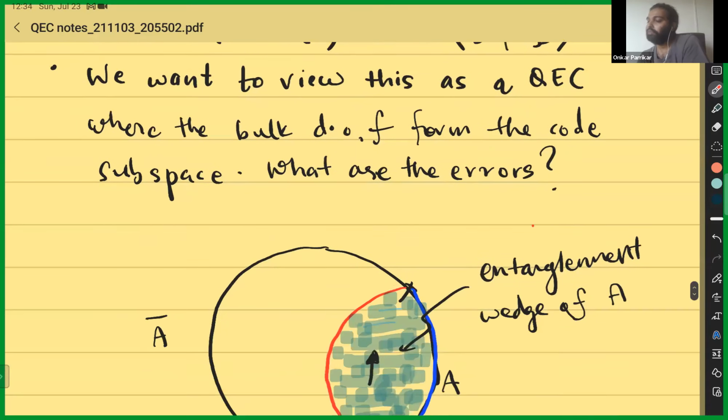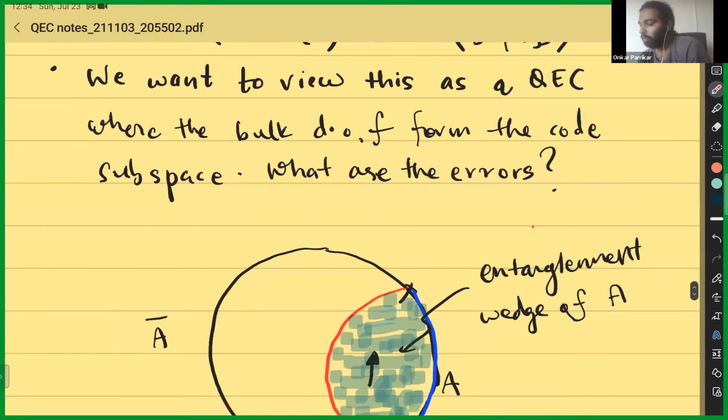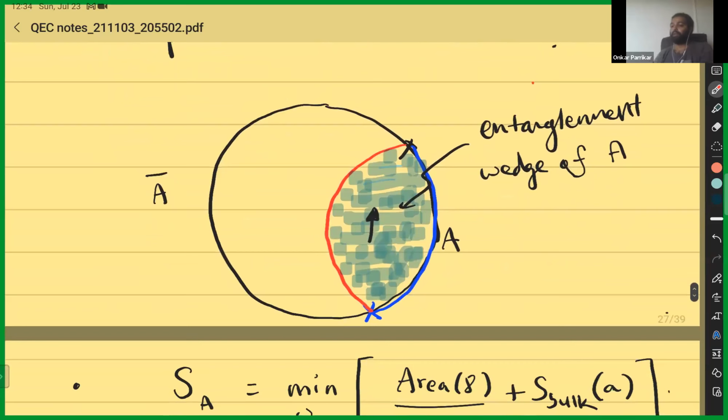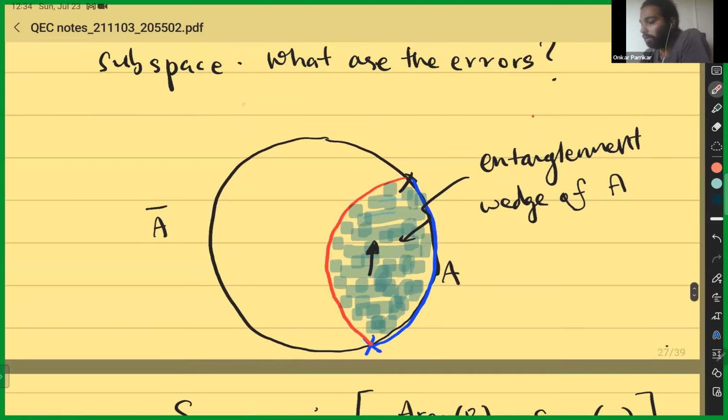Okay. Now we want to view this subspace as a quantum error correcting code. In other words, the claim is that this subspace inside the CFT has some nice properties against the action of a certain class of errors. And what are these errors? In order to explain what these errors are, let me just remind you what the Ryu-Takayanagi formula says. So the Ryu-Takayanagi formula is the following statement. Here what I'm drawing is a constant time slice. So let's imagine a t = 0 slice of the bulk geometry.